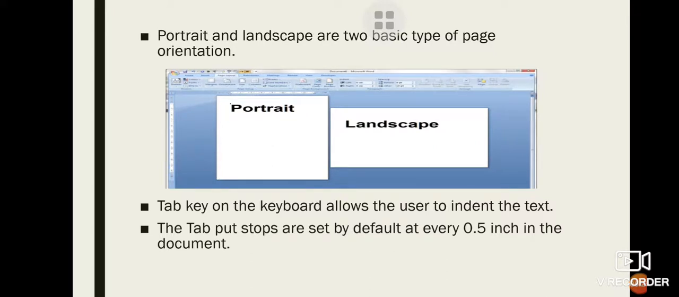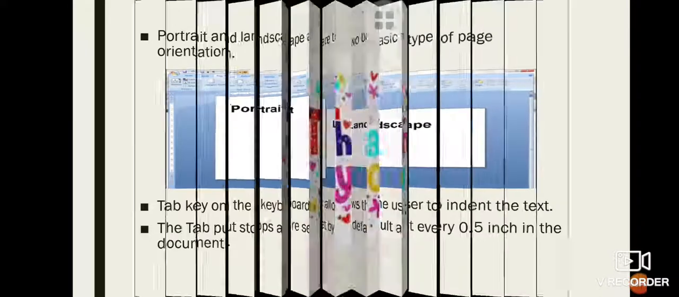Tab key, you have a tab key on your keyboard. The tab key on the keyboard allows the user to indent the text. If you want to give a particular amount of space after the margin, then you can use your tab key. The tab stops were set by default at 0.5 inch, and that can be changed.